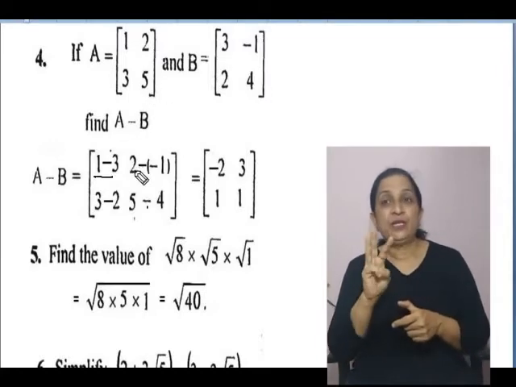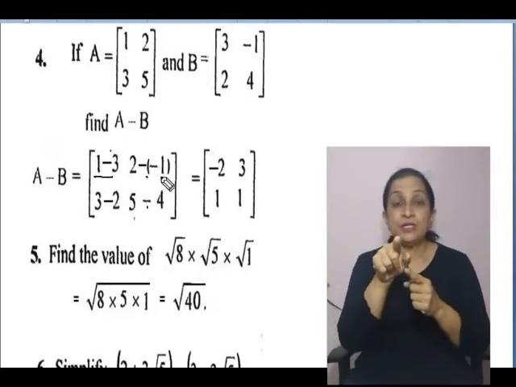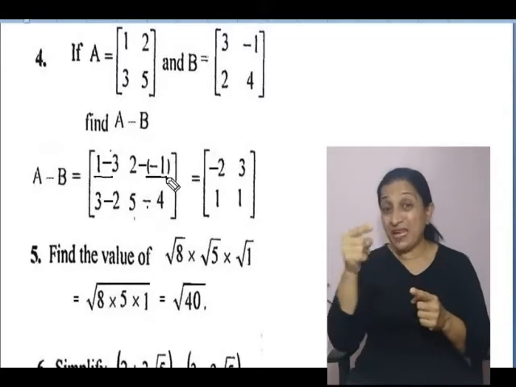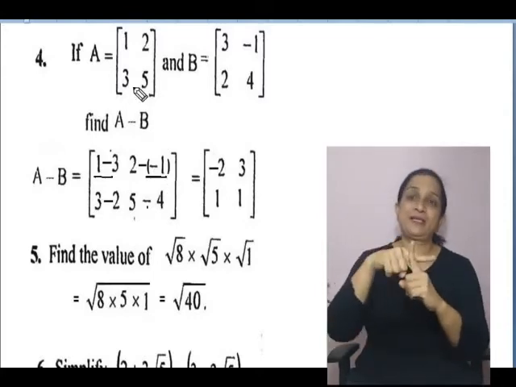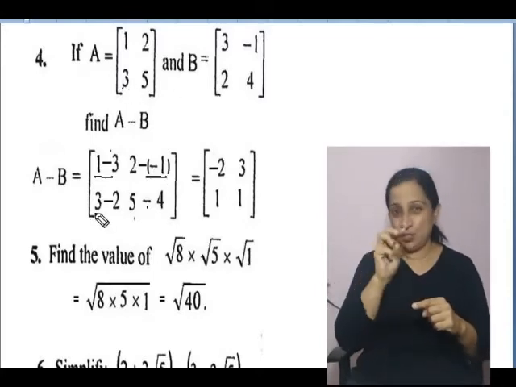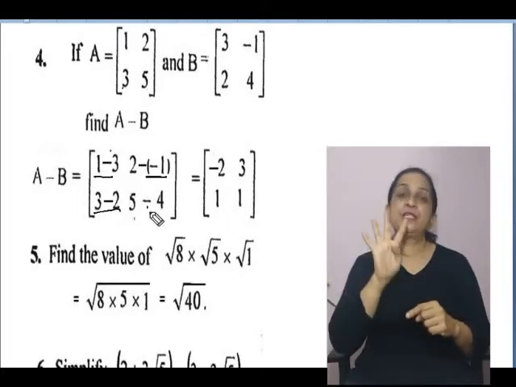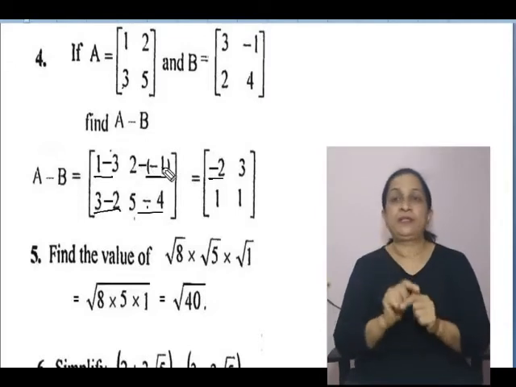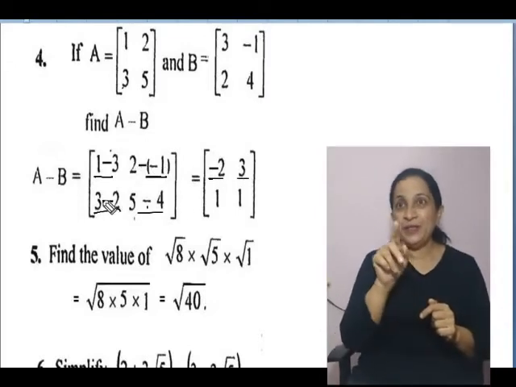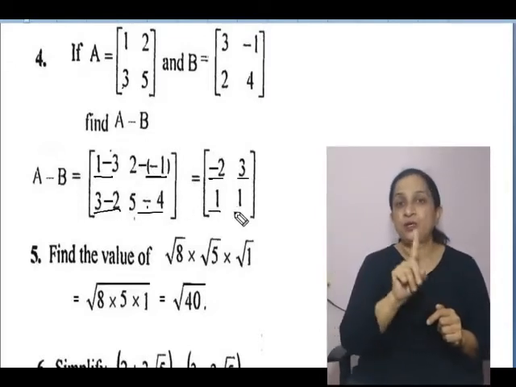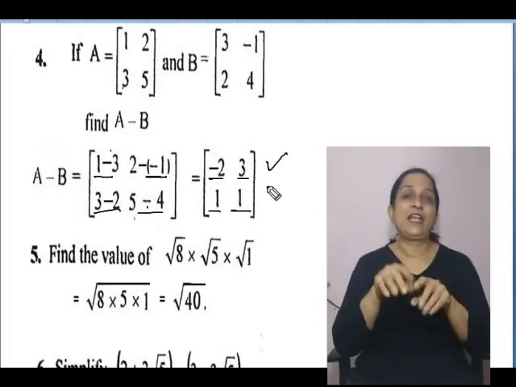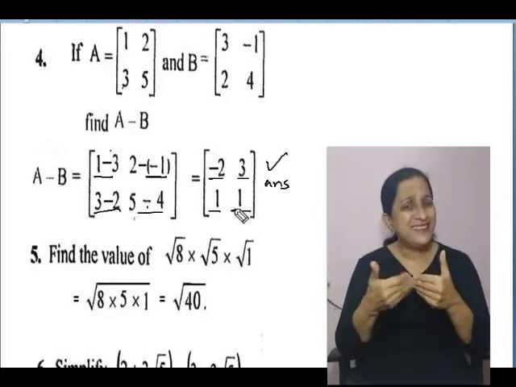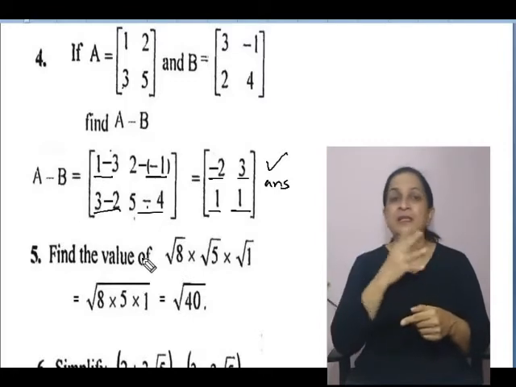Then 2 minus minus 1. Be very careful about this minus sign, so you put the bracket. Then this is 3 minus 2 here. This is 5 minus 4 here. So when you simplify, this becomes minus 2, minus minus becomes plus, so plus 3, 3 minus 2 becomes 1, 5 minus 4 becomes 1. This is the answer. You can so easily get 2 marks in all this. You should not make any mistake.